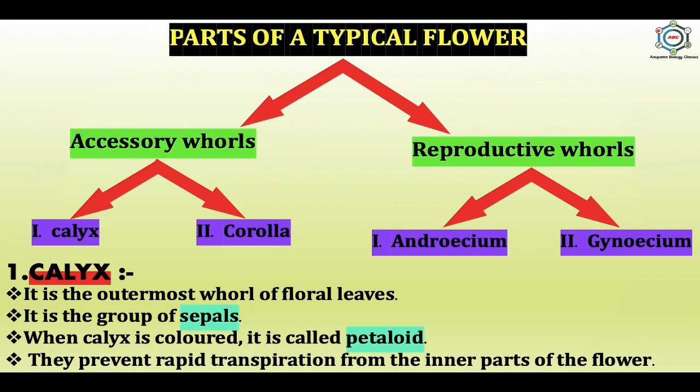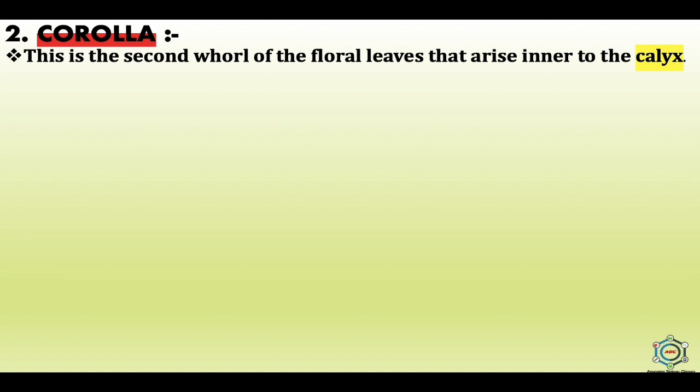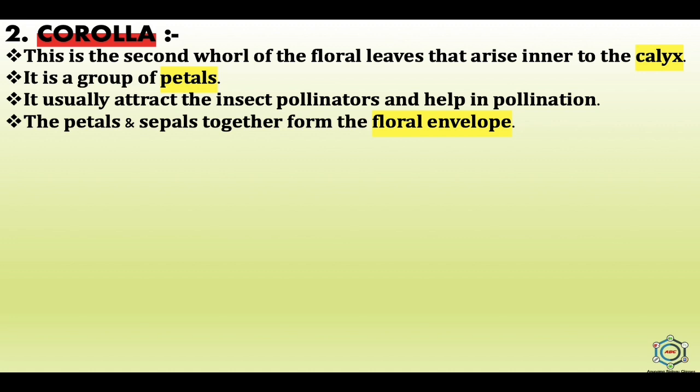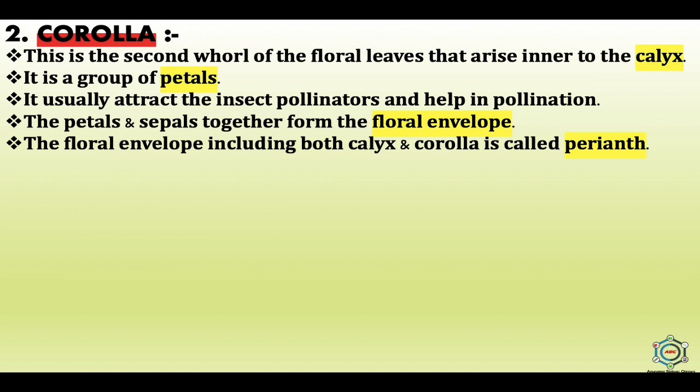falls. Now, the second accessory whorl, that is the corolla. It arises inner to the calyx and it is a group of petals. It usually attracts the insect pollinators and helps in pollination. The petals and sepals together form the floral envelope. The floral envelope including both calyx and corolla is called perianth.